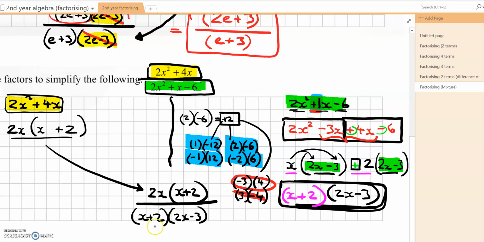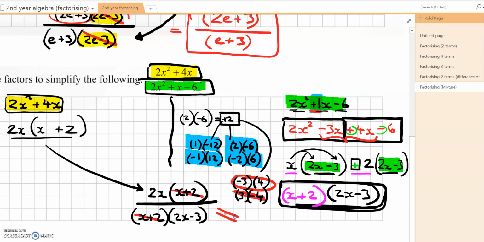Okay, now I look to see is there anything in common. Yes, there is. There's an x plus 2 and an x plus 2. That's gone. Now, some people think, oh, there's a 2x and there's a 2x, so I can cancel them. No, you can't. It has to be exactly the same things. That 2x, that needs to be a 2x minus 3 for you to be able to cancel it. And it isn't. It's just 2x, so you have to leave it as it is.